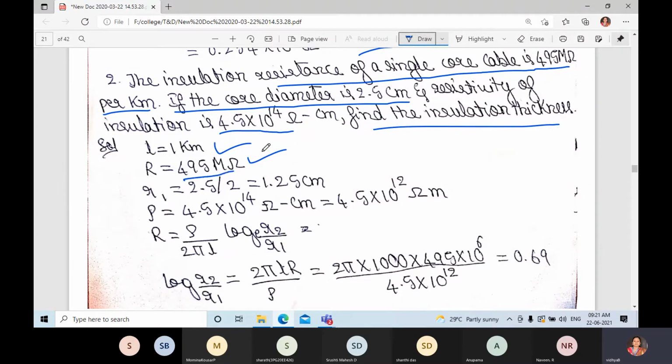Insulation resistance is this much, 495 mega ohm. They have given the small r1 value and the rho value. We need to find out the R2 value. Okay, this is the insulation thickness.